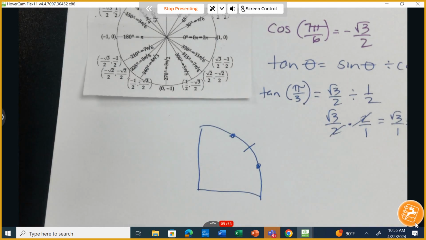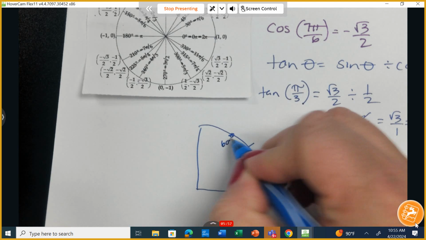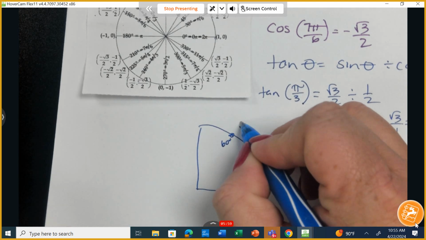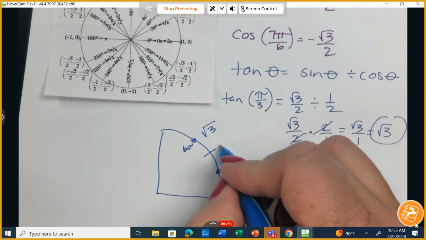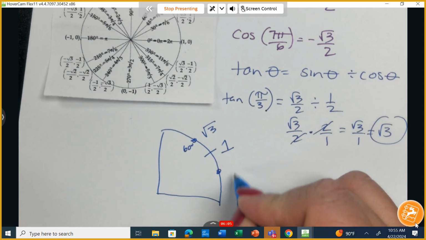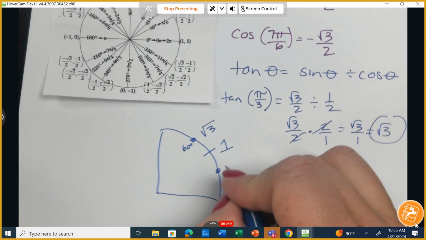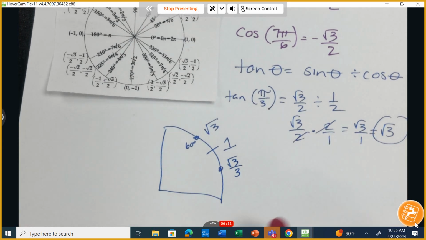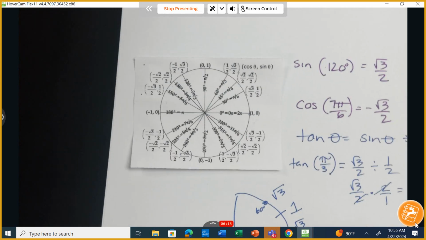So if I know the tangents of these three, the rest is pretty easy. We already determined at 60 degrees what's the tangent. Square root of 3. We already did that. It's off to the side here. What's the tangent of 45? We just talked about it. 1. So if I did all the math for 30 degrees or pi over 6, it would be radical 3 over 3. Okay, you ready? So 30 degrees has a tangent of radical 3 over 3.